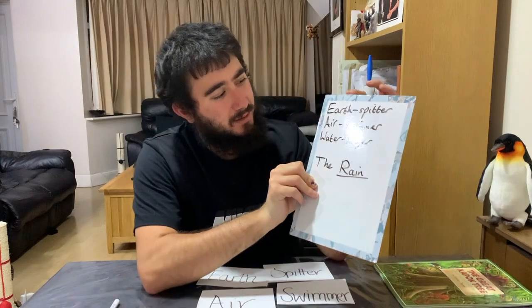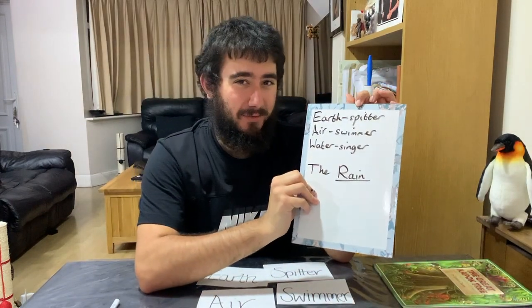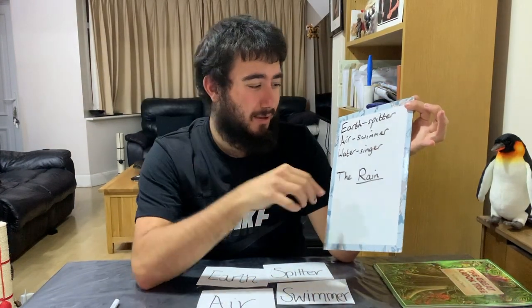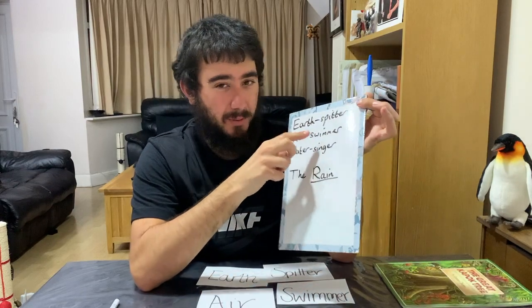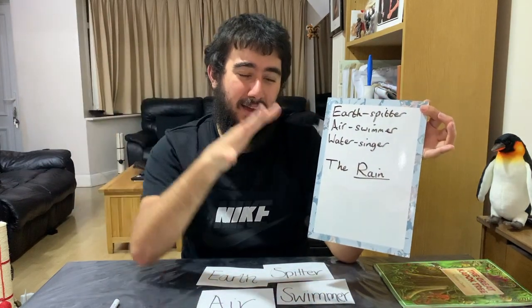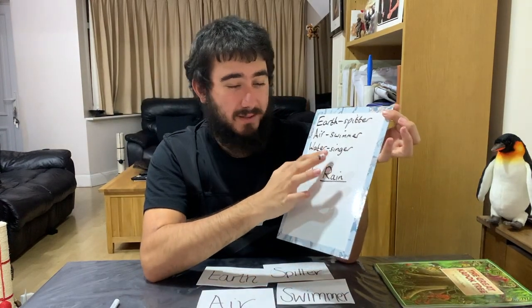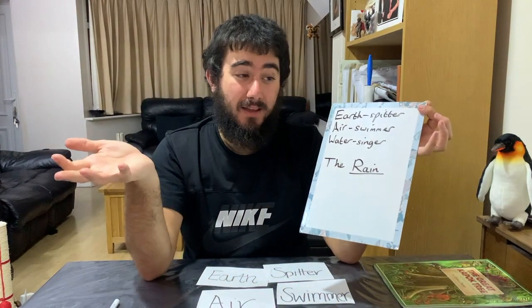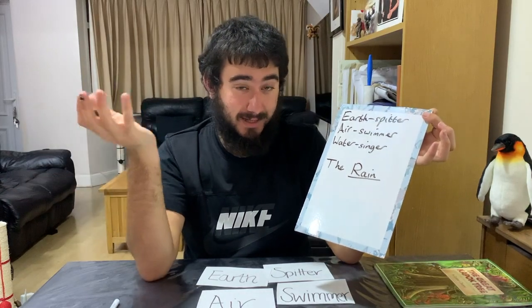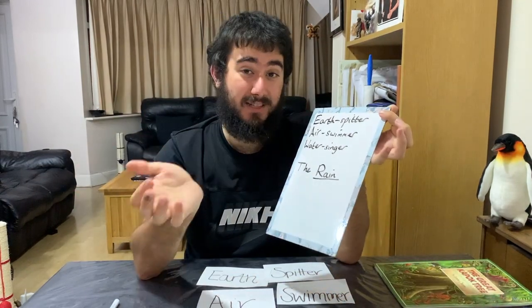Okay, I chose it because earth spitter, I feel like the rain is spitting onto the earth. Air swimmer, I feel like because the rain is in the air, it sort of looks like it's swimming through the air sometimes. And water singer, I went for because the rain is made of water, and when it hits something, it makes a sound. So I went for singer.